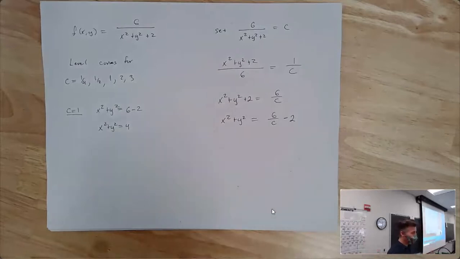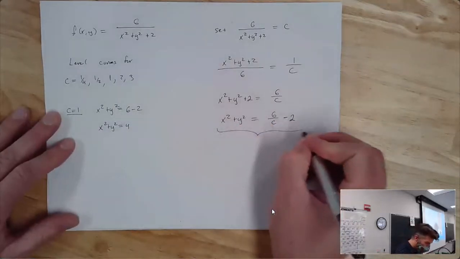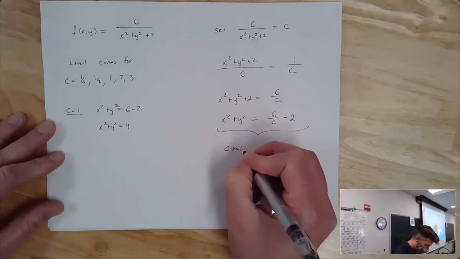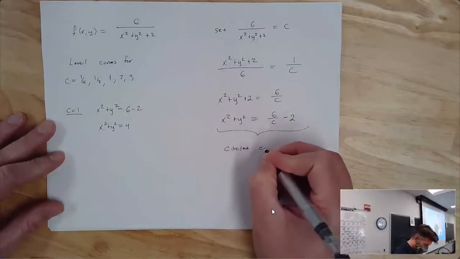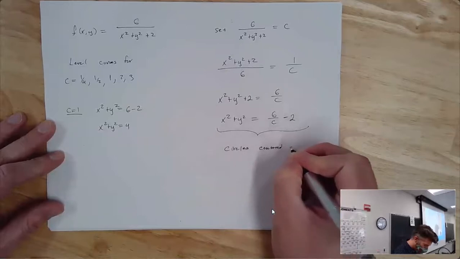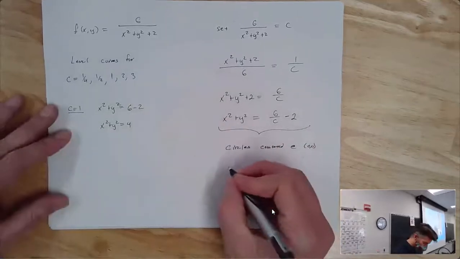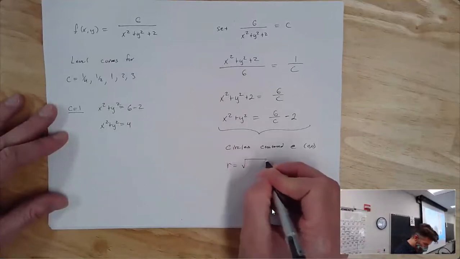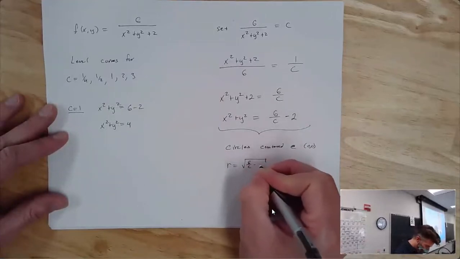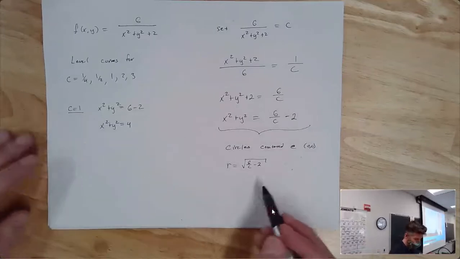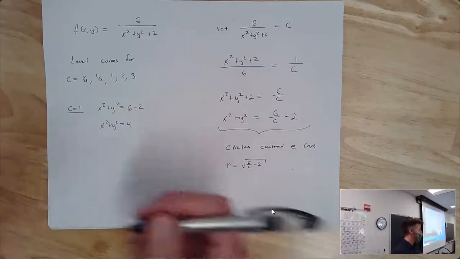But more generally, all of my level curves are circles centered at the origin. And the radius depends on C. The radius is just the square root of 6 over C minus 2. I'm trying to not do all the work in the world, right? I would rather just do this so that then I can talk about each of my level curves.